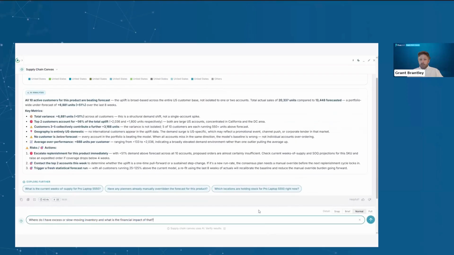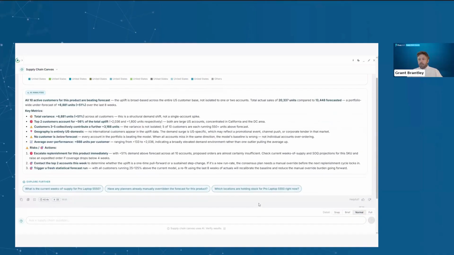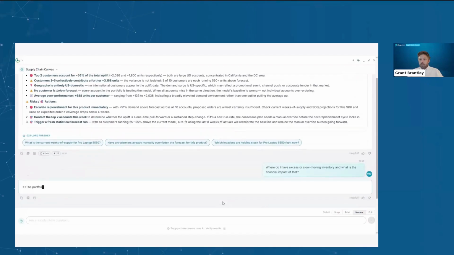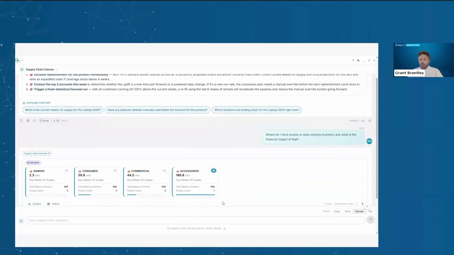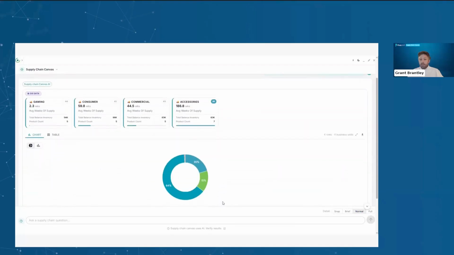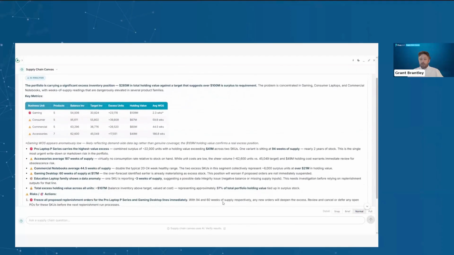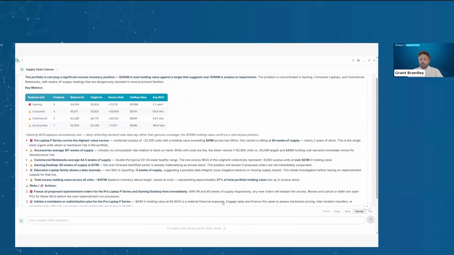Now we're going to switch over here from the demand side to look more at the balance sheet because we expect that we'd have some extra inventory. We want to know the financial impact of this and what it's actually costing us. So Canvas is coming back and telling us we do have a significant holding of about 285 million in inventory. Roughly 107 million of that is excess to our requirements. So that's 30% of our holding value tied up in stock that we don't need.